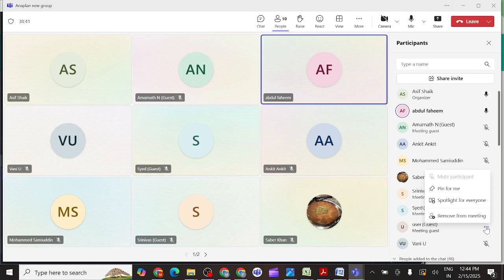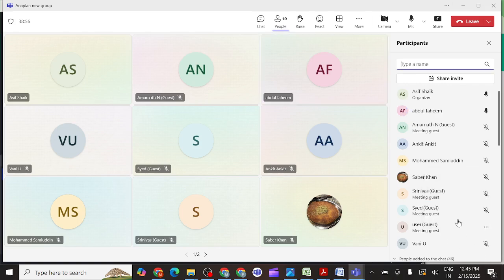Asif bhai, if you apply, how many days will it take to get the ID? Any idea? 10 to 15 days it takes. If you apply now, after 15 days you will get it. Okay, Asif bhai. Fine.